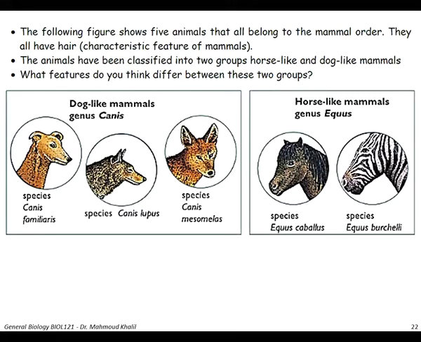What do you think are the features in these two figures that may differentiate them? In other words, how can you say that this is a dog-like mammal and this is a horse-like mammal? Can you tell me at least two features that are different between the two figures?